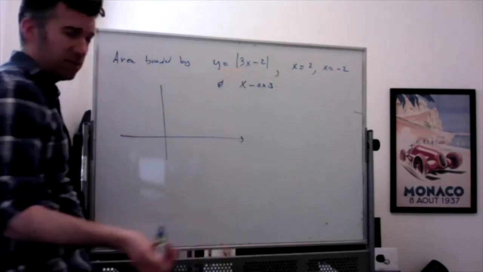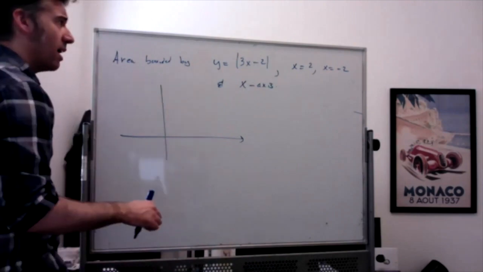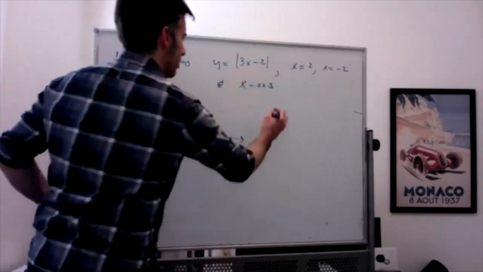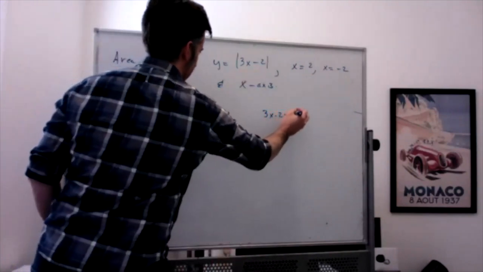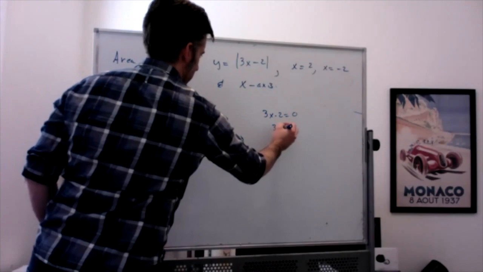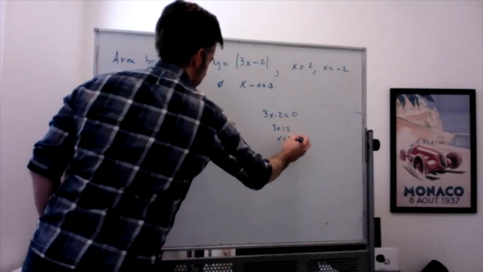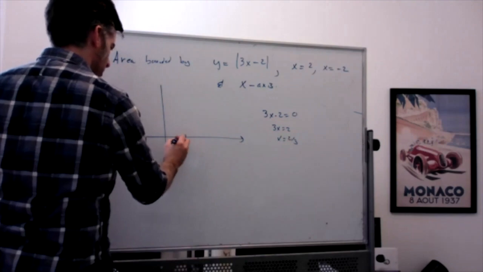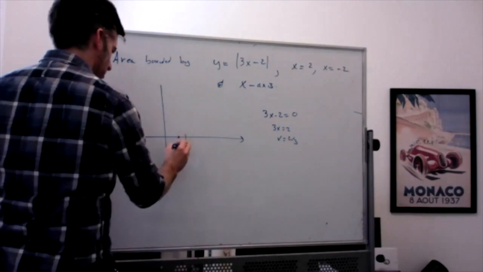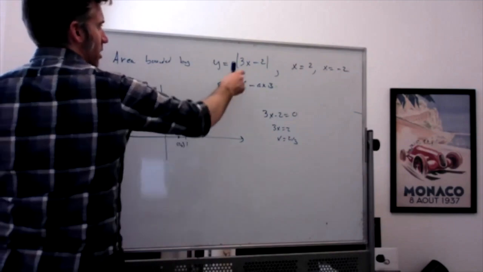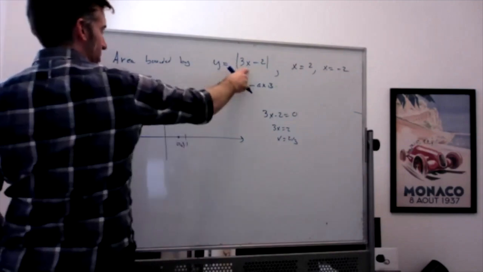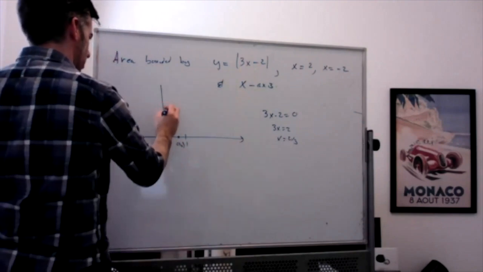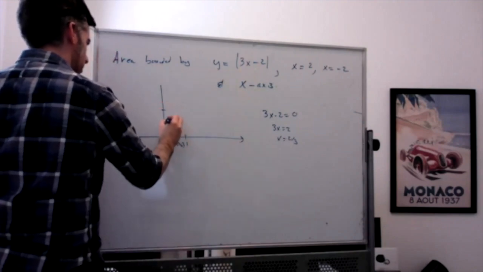Absolute value of 3x minus 2. An absolute value function looks like a V shape, and the bottom of the V is where the insides are equal to 0. So if I set that equal to 0, we get x equal to 2/3. So there's 1, there's 2/3. And my y-intercept, if I set x equal to 0, I get 0 minus 2, but the absolute value of negative 2 is positive 2. So my y-intercept is up here at like 2. So it's looking like this.